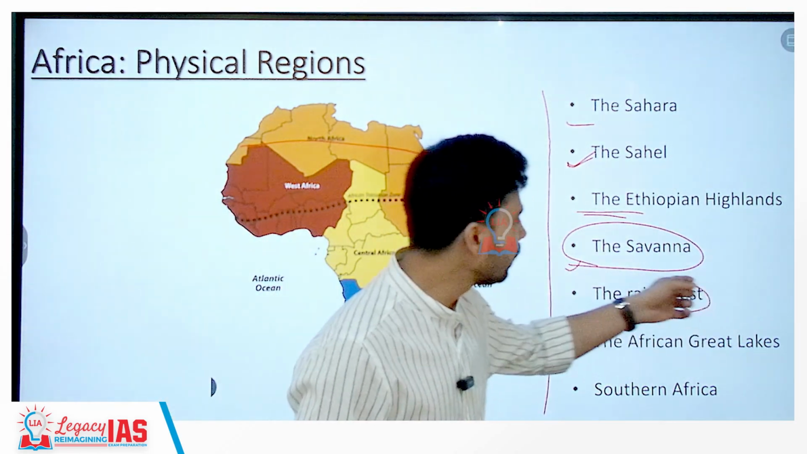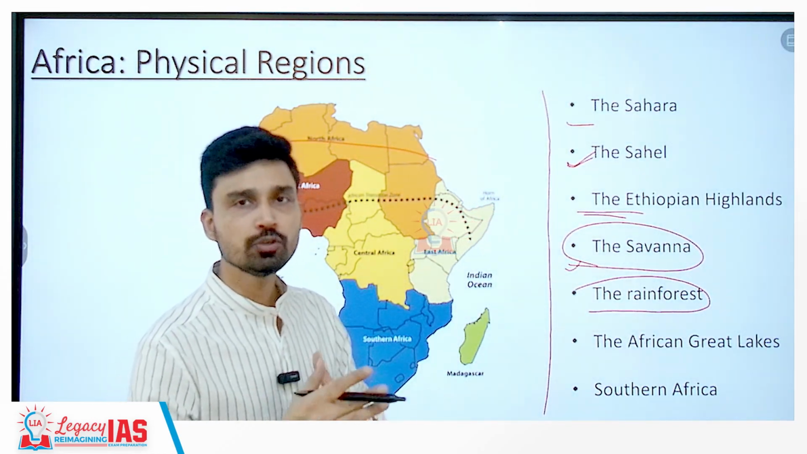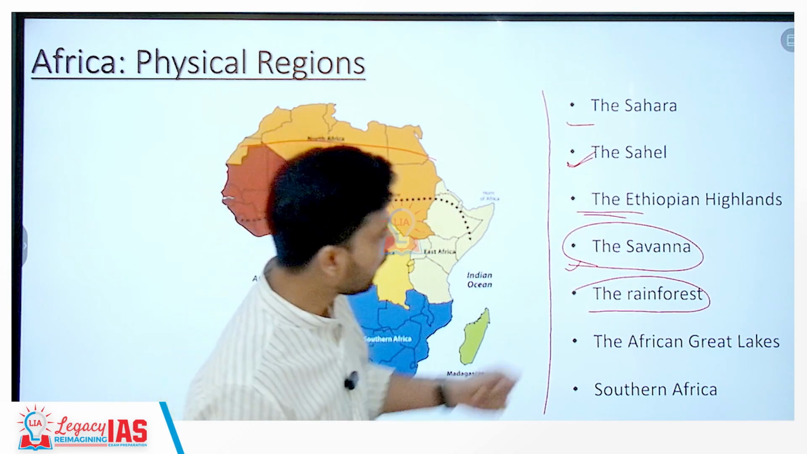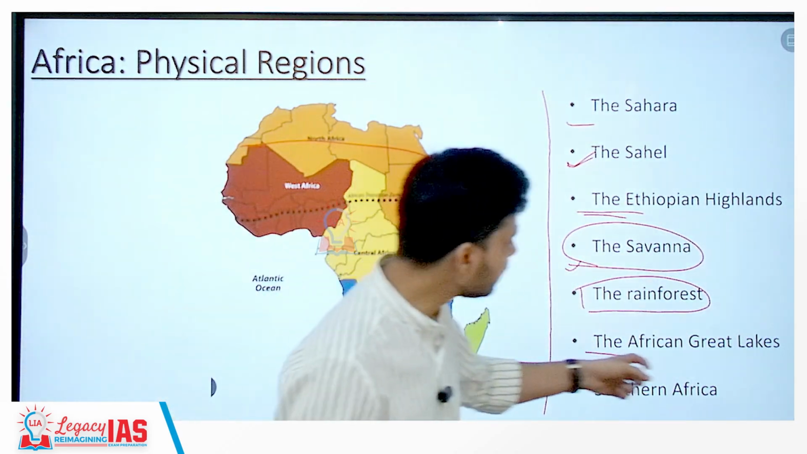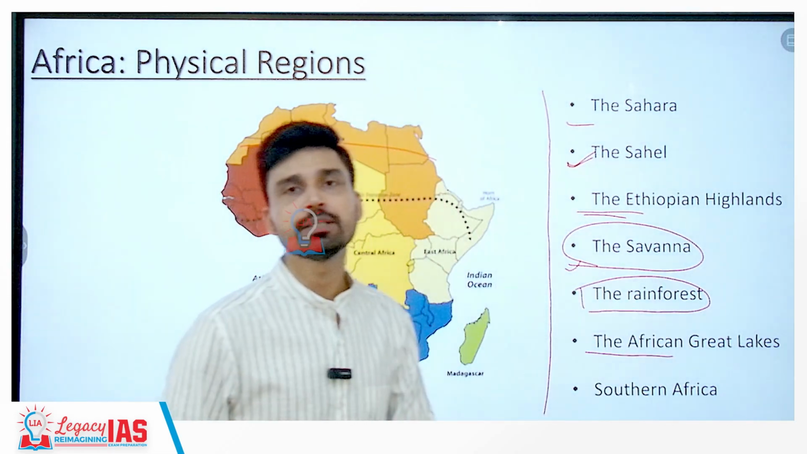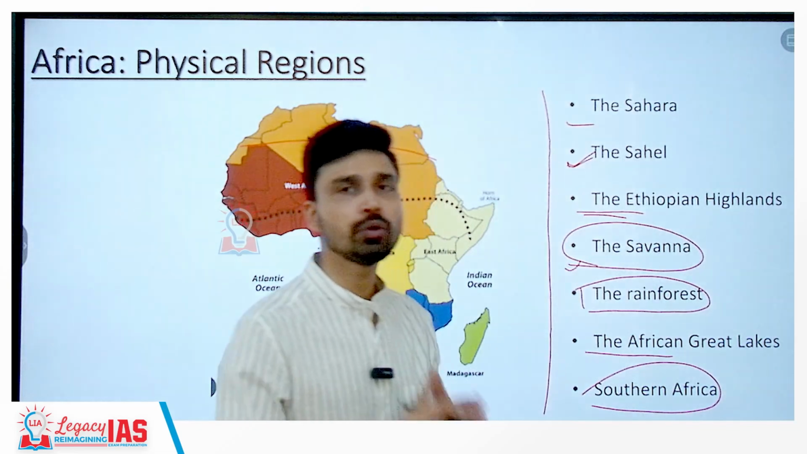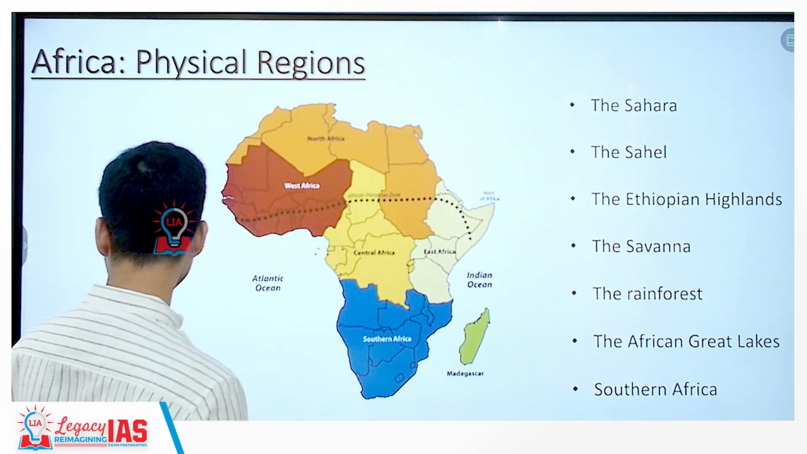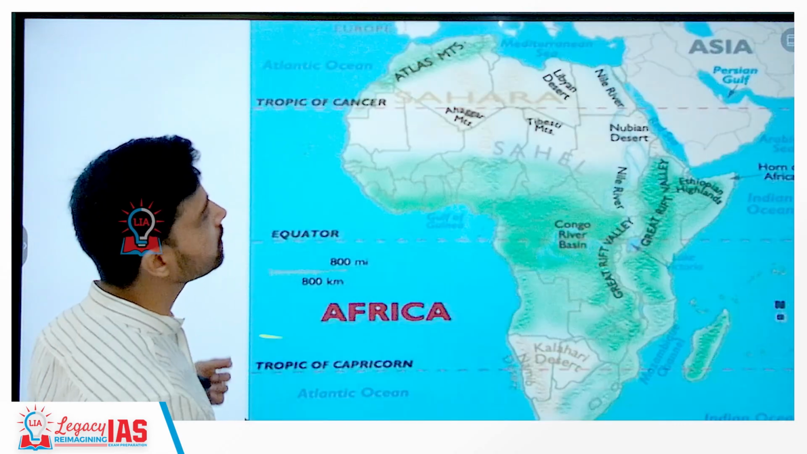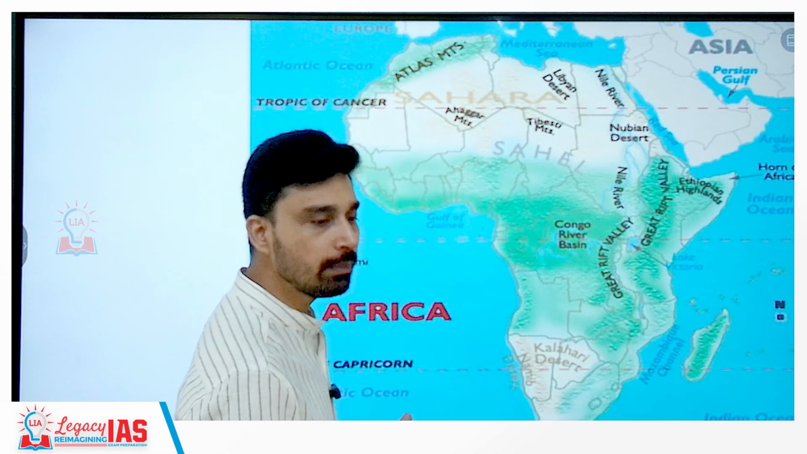Then we have the equatorial rainforest. We just discussed that the equator is passing through Africa, so around the equatorial zone, you have the lush green equatorial rainforest. Then the African Great Lakes, which you will find in the eastern region of Africa, and further to the south you have the southernmost part of Africa, called Southern Africa. Now we will try to understand each of these regions one by one in detail, but before that we can take a look at the physical map of Africa.